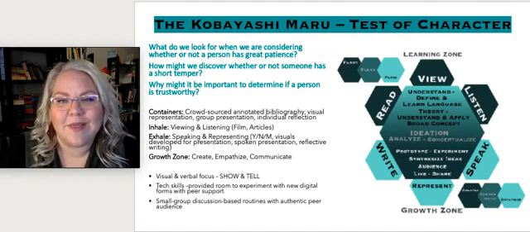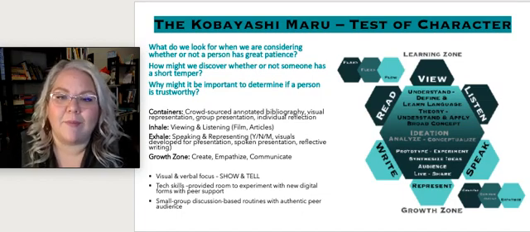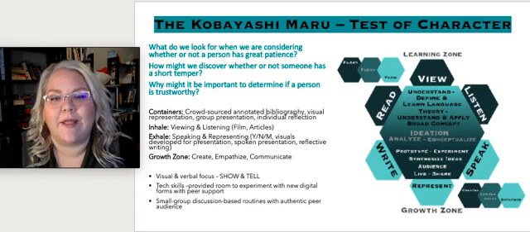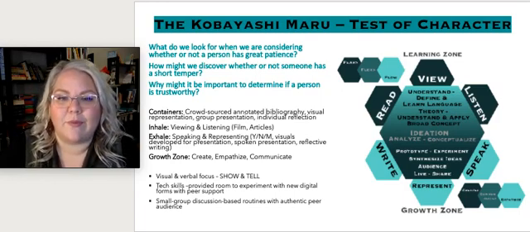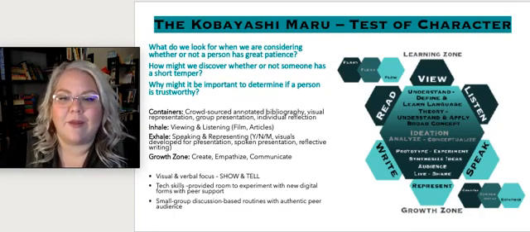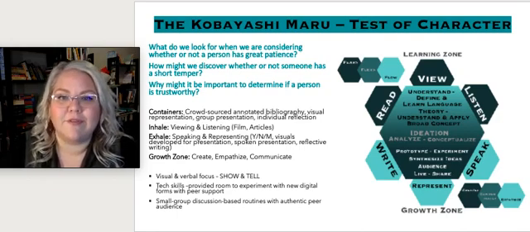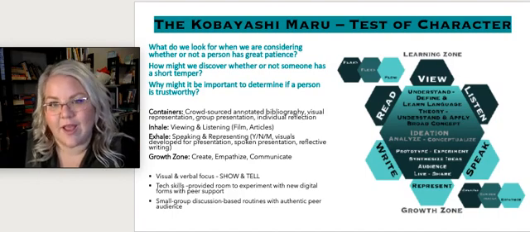The containers that we used for this were quite varied. This was a fairly major project. We used a crowdsourced annotated bibliography, so there was reading and writing happening there. We did some visual representation, so there was viewing, and then there was also presenting and speaking about those pieces they had developed. And then we had an individual reflection that we did as a written piece, but it could have been a video. There are a lot of ways to bring in all of these different containers and give students who may not shine in one container area a place to shine in another.